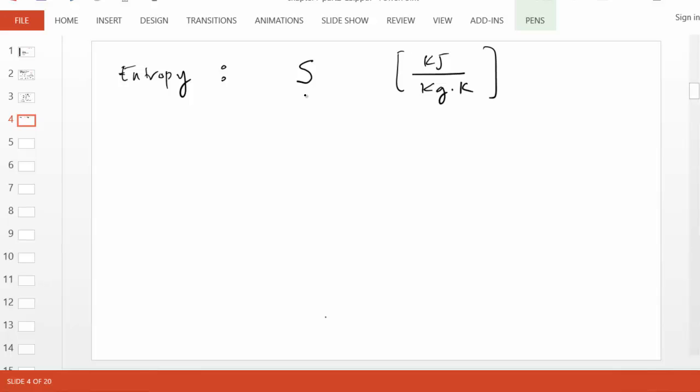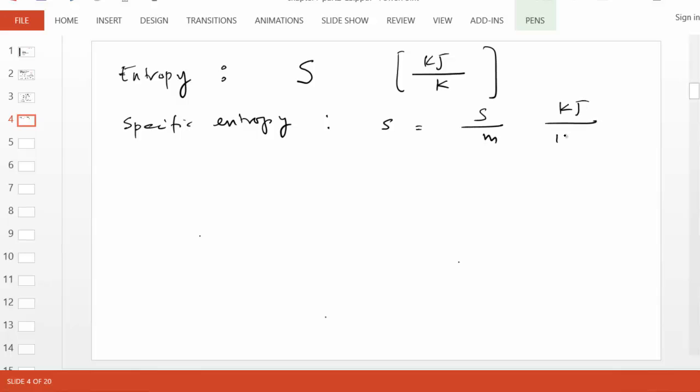And like mass, like volume, entropy also can be specific entropy expressed per unit mass, which is small s, capital S divided by m. I'm sorry, here the unit is kilojoule per Kelvin, and specific entropy is kilojoule per kg Kelvin. So see how you can catch your mistake. The lowercase letter will always have per kg, and uppercase symbol will not have per kg.